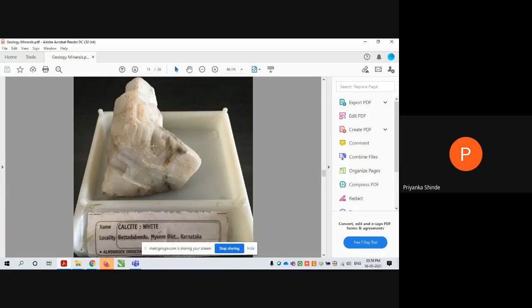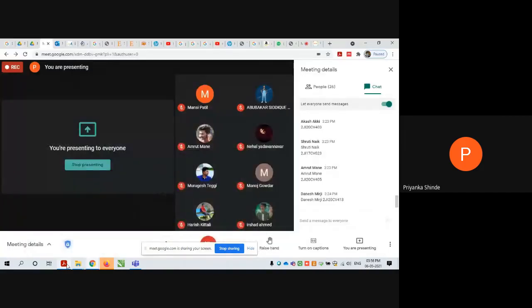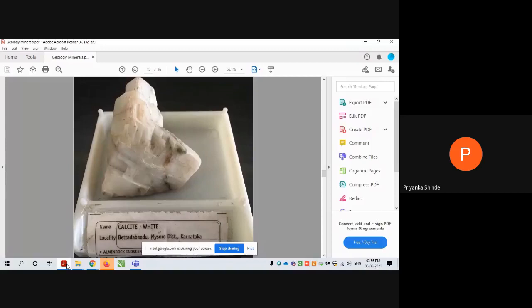Any idea? Which contains lime, which is a sedimentary rock. Anyone? The name of the rock whose composition is calcium carbonate. It is limestone. Limestone is made up of calcium carbonate, and when this limestone undergoes metamorphism, it converts into marble. So marble composition is again the same, that is calcium carbonate. So both these rocks are made up of this calcite.